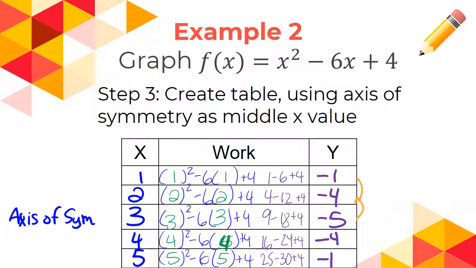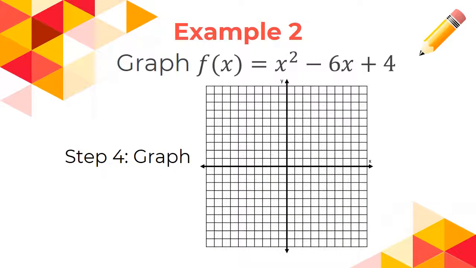Now notice the symmetry from the middle to the outside. That looks good. I see my consistent pattern in my x's. So now I should be ready to plot my points and see my graph. Now I'm going to plot my vertex first. My vertex is at 3, negative 5. Remember that that is also your axis of symmetry at x equals 3. So I'm going to draw a dashed line through x equals 3, my line of symmetry.